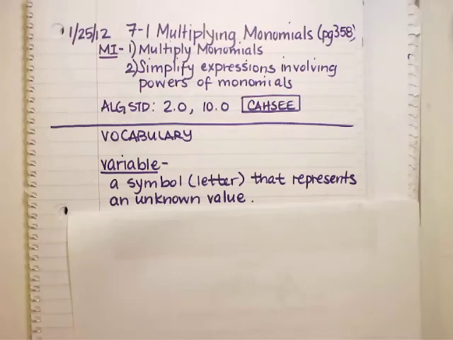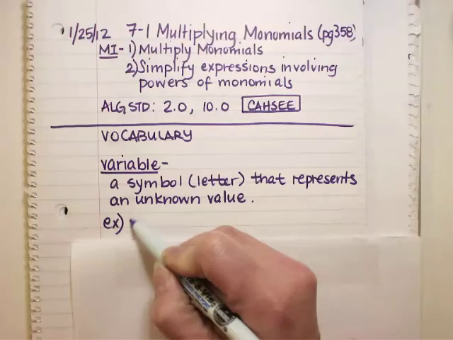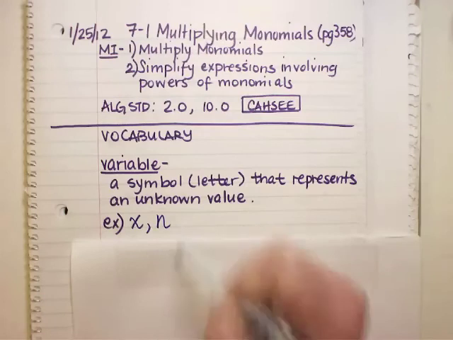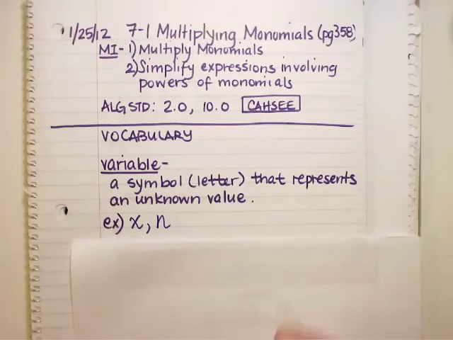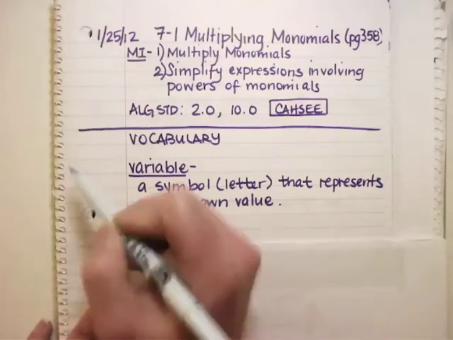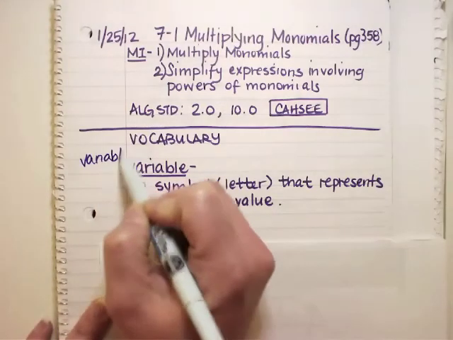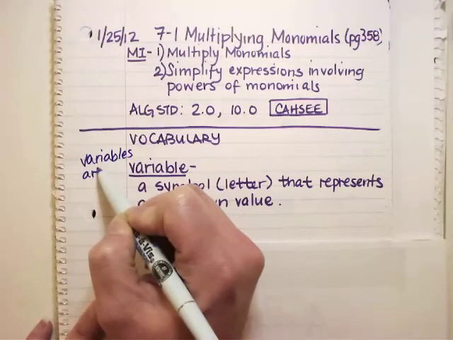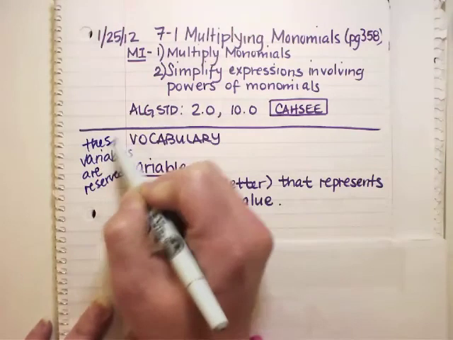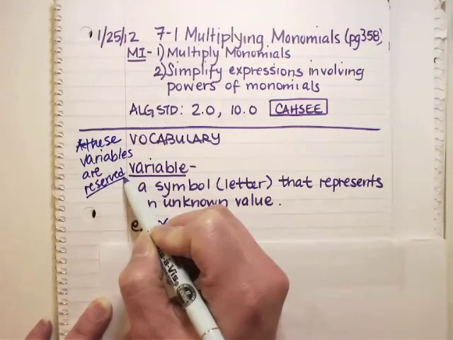So can you think of some examples of variables? There is one very common one that we use all the time. We use x as a variable. You've also seen us use n quite a bit, okay? So basically all of our letters can be used as variables. However, there are some reserved ones. I'm going to kind of note those on the side, okay? There are some variables that are reserved. Okay? So we'll say these variables are reserved, okay?